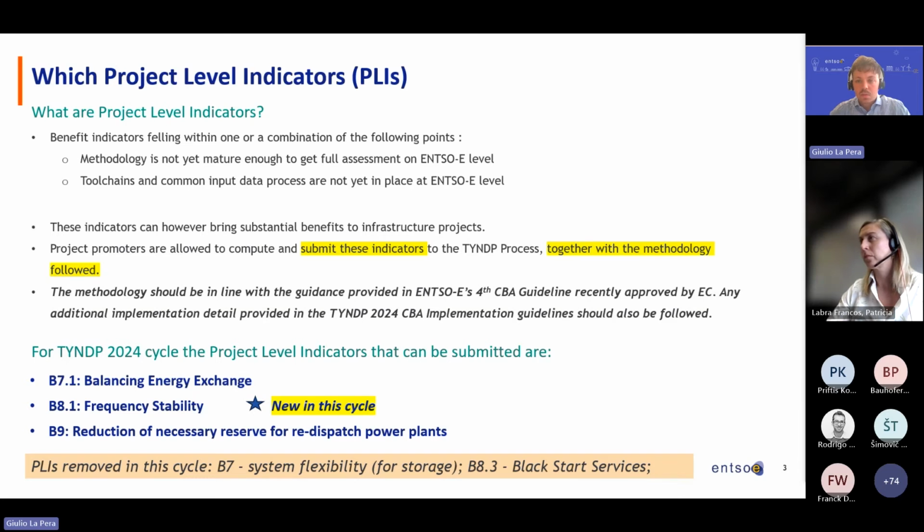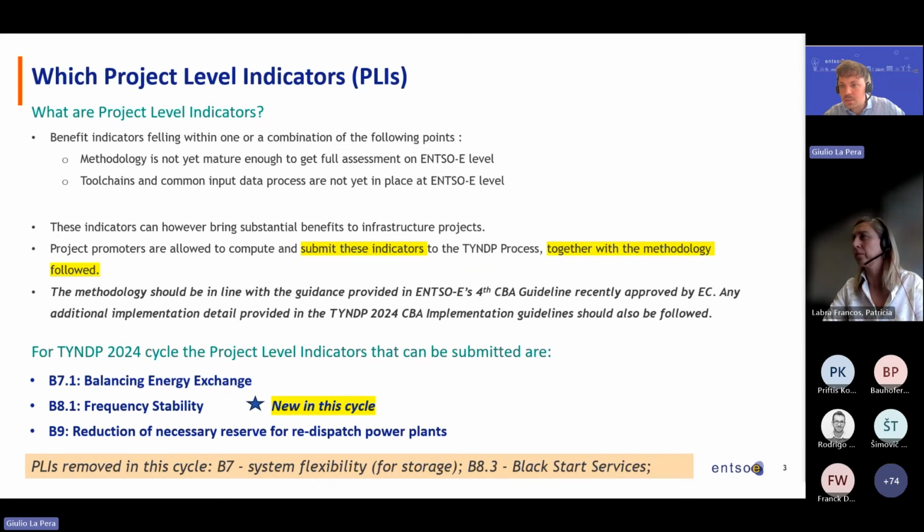Okay, so the next question is from Juan. In the calculation of the PLIs, could the promoters use the national grid models and software tools of their own instead of the ones used by ENTSO-E? How will the beneficiaries be informed about the PCI status application window in order not to miss it? Okay, it's 2 questions.